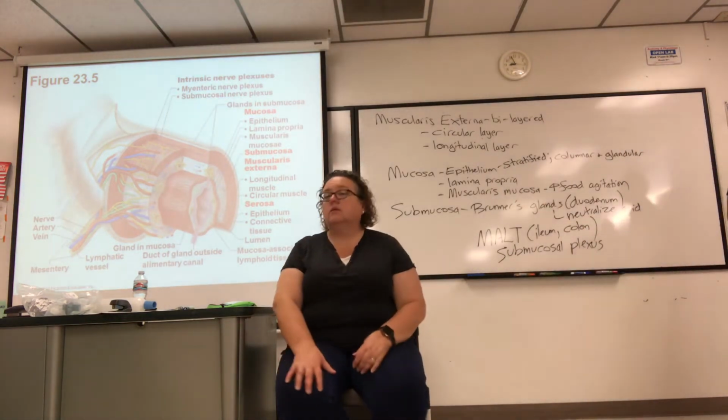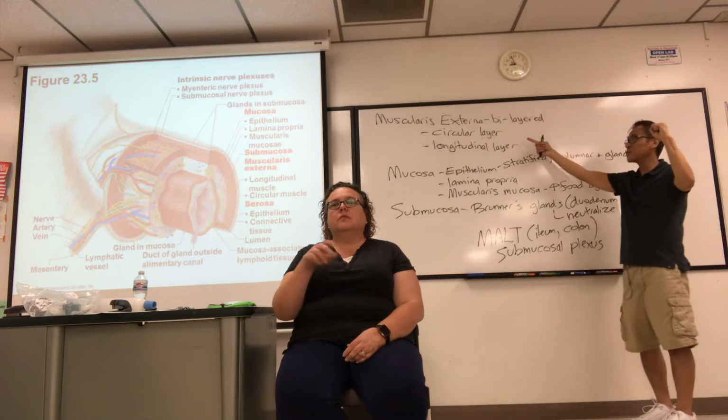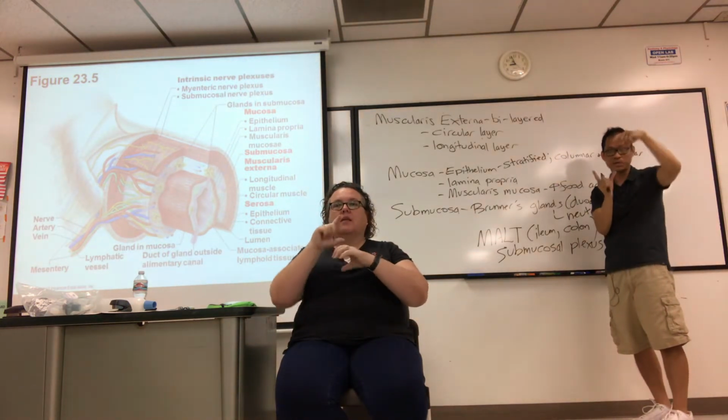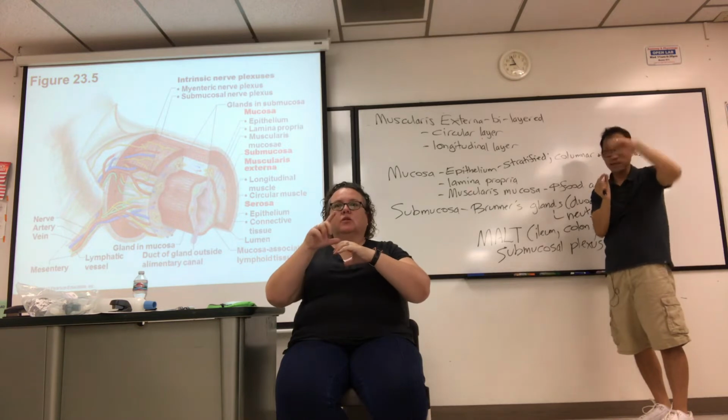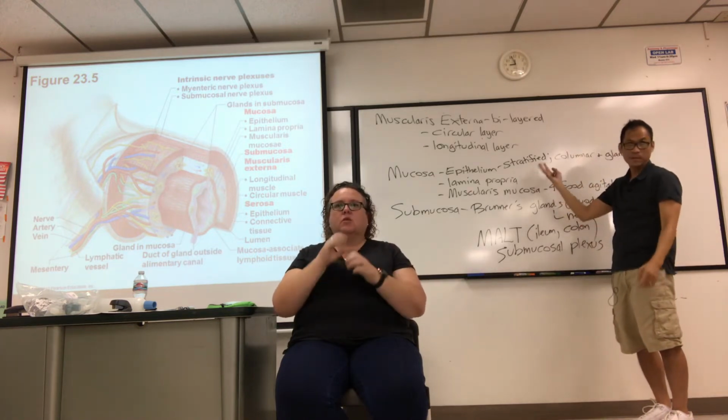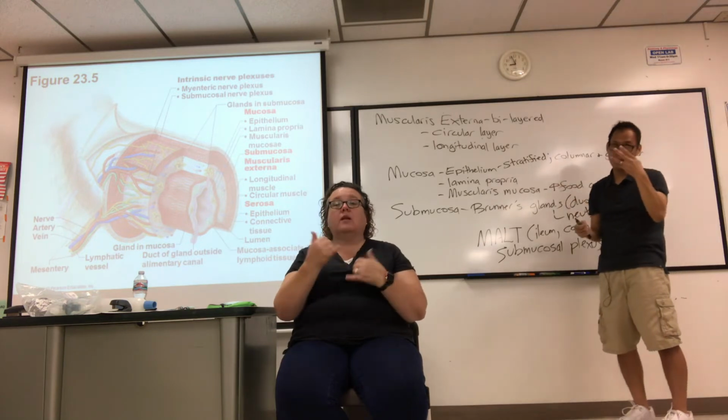Peristalsis is, the circular layer can squeeze. The longitudinal layer kind of like shrinks. You know, you squeeze and shrink, and like an inchworm, you just push the food forward. That's peristalsis. Now the stomach has a 3rd layer.